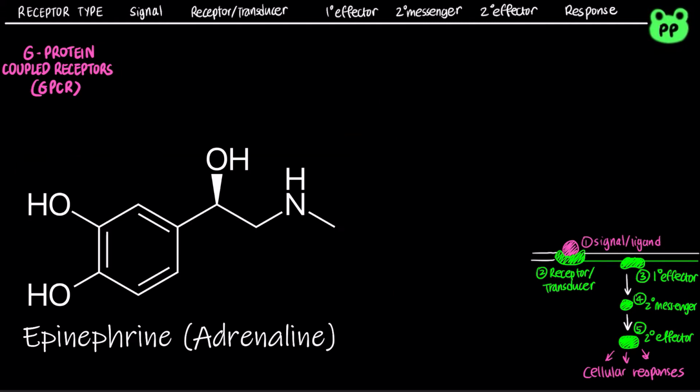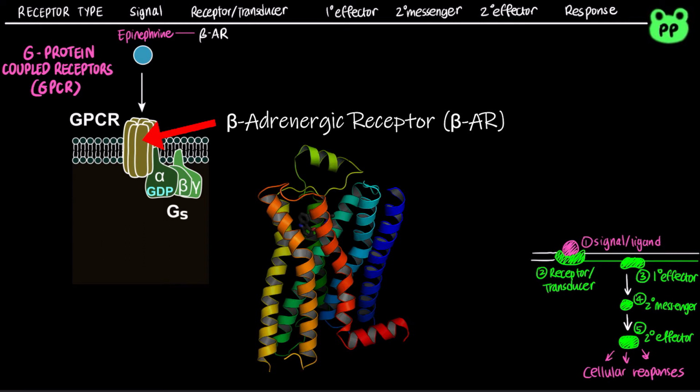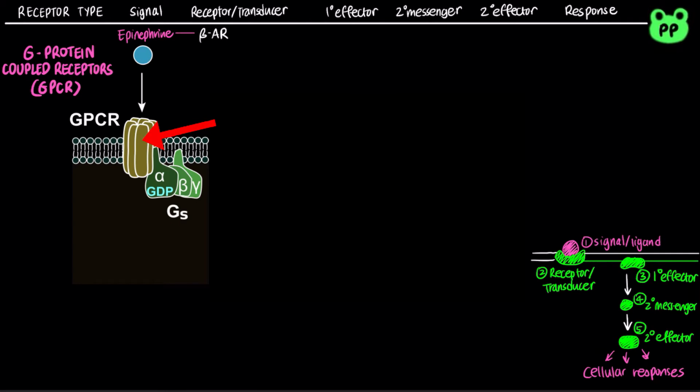The hormone epinephrine, also known as adrenaline, produced by the adrenal medulla as part of the fight-or-flight response, binds to a type of GPCR known as beta-adrenergic receptors, located on the plasma membrane of muscle, liver, and adipose tissue to mediate changes in fuel metabolism. The beta-adrenergic receptor, abbreviated as BAR, is an integral protein with 7 hydrophobic helical regions that span the plasma membrane 7 times.